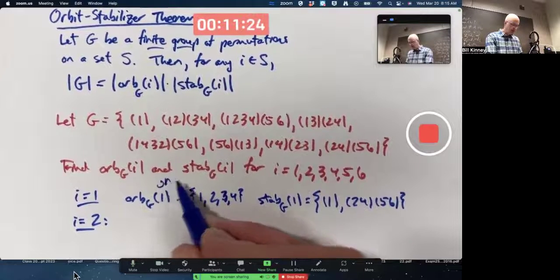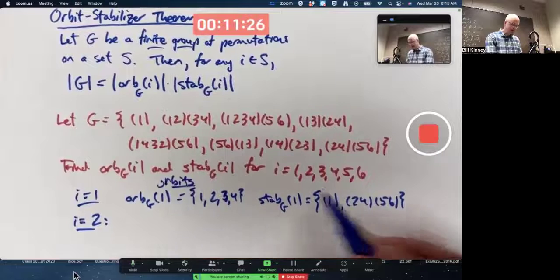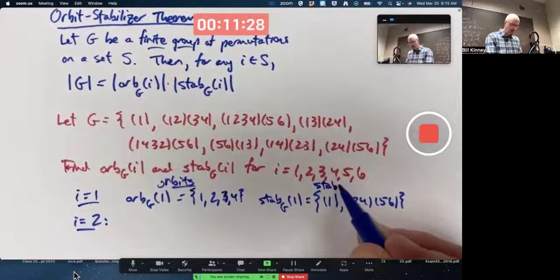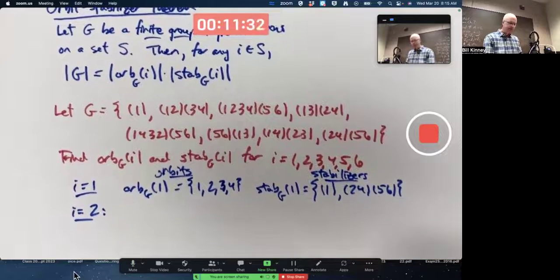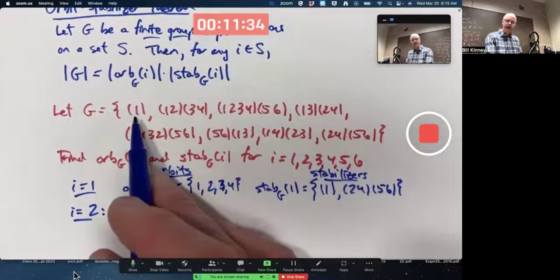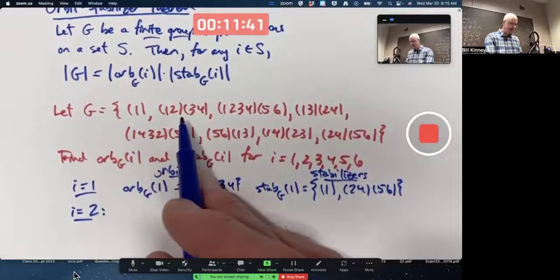I won't bother rewriting orbit and stabilizer symbols anymore. Let's just put those for headings here. What's the orbit of 2? What can 2 get mapped to? This one maps it to itself. That's the identity. It maps everything to itself. So it can get mapped to itself.